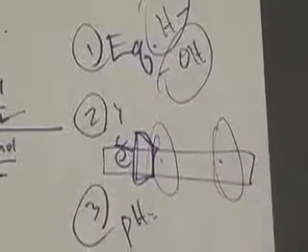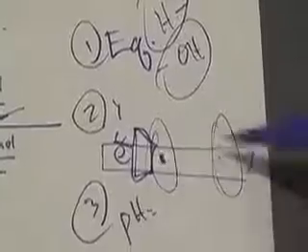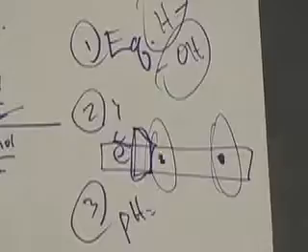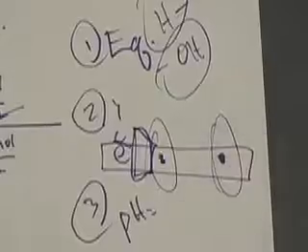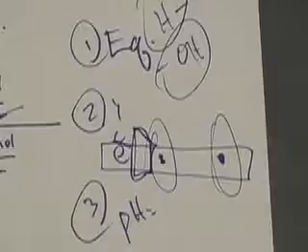And then step number 3 is to find the pH, and there you can use the Henderson-Hasselbalch equation as long as you have some of the weak acid and the conjugate base remaining, or vice versa, depending on what the buffer is. So keep those 3 steps in your mind when you're doing buffer calculations.